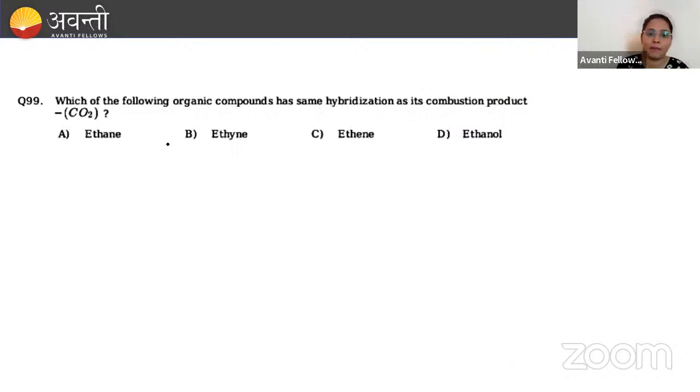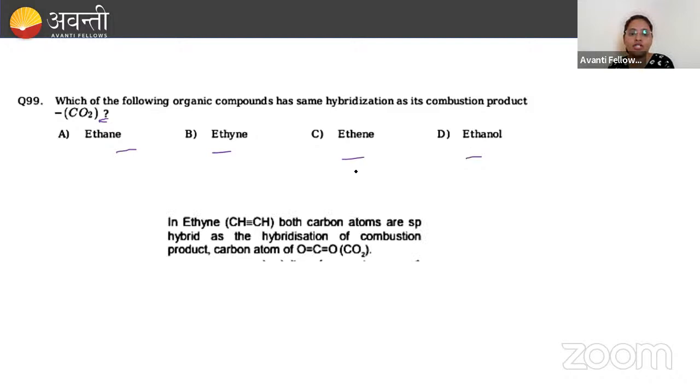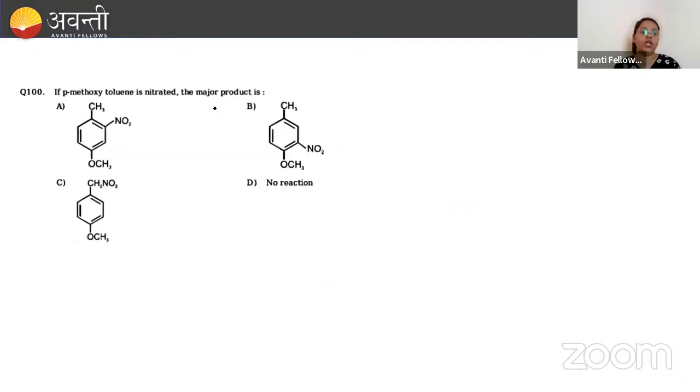Which of the following organic compounds has the same hybridization as its combustion product CO2? Ethane, ethyne, ethene, ethanol. You know that CO2 is having which type of carbon? In ethyne, both the carbon atoms are sp hybridized. And the hybridization of the CO2 carbon is sp. So that's why here answer B is correct. For this question, ethyne has sp hybridization similar to CO2.